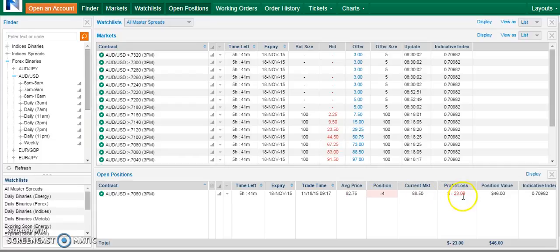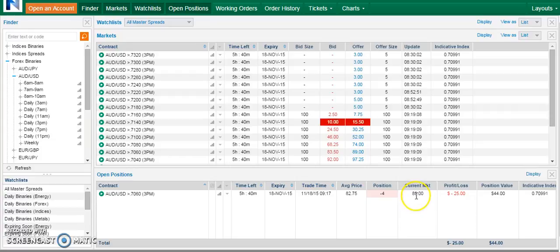And this is your profit loss column right here. Position value. This is going to fluctuate constantly as you see these numbers here. Blue, you'll see blue and red flashing here all the time. And you can always exit a Nadex trade early in profit if it gets into profit. Okay? So we sold this at 82.75. Obviously, if we sold it at 82.75, we would want to be able to buy it for a cheaper price than that.